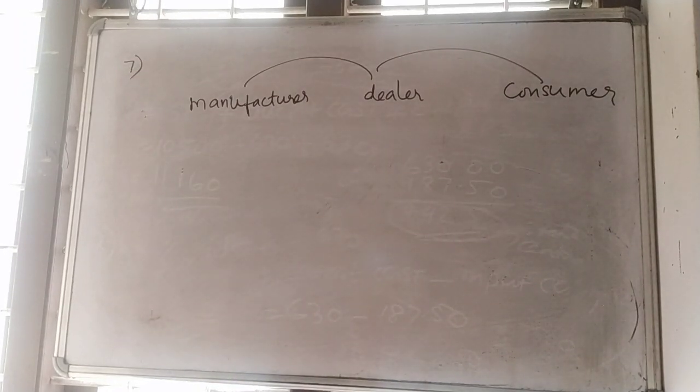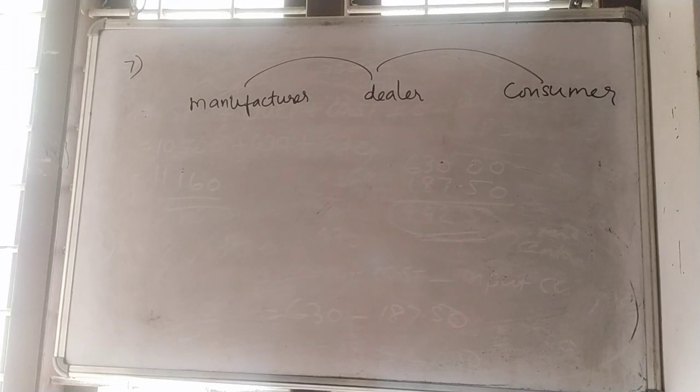7th question. A manufacturer sells a TV to a dealer for rupees 18,000 and the dealer sells it to a consumer at a profit of 1,500. If the sales are intra-state and the rate of GST is 12%, find the amount of GST paid by the dealer to the state government, amount of GST received by the central government, third one, amount of GST received by the state government, fourth one, the amount that the consumer pays for the TV.